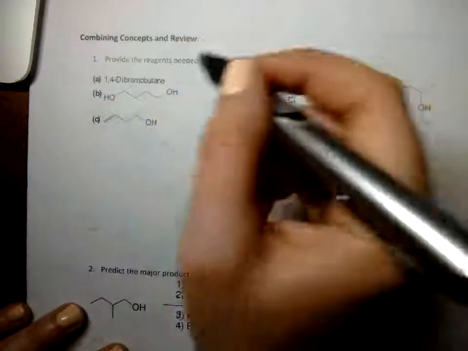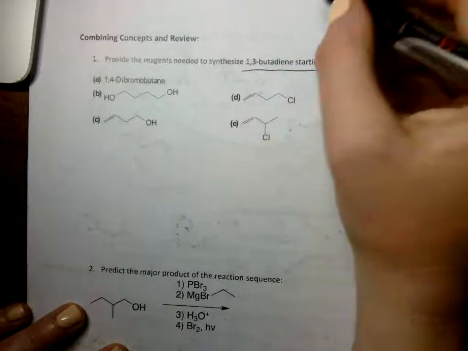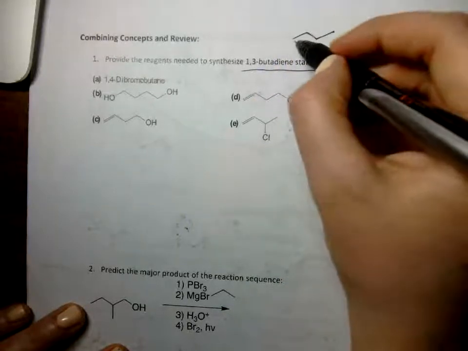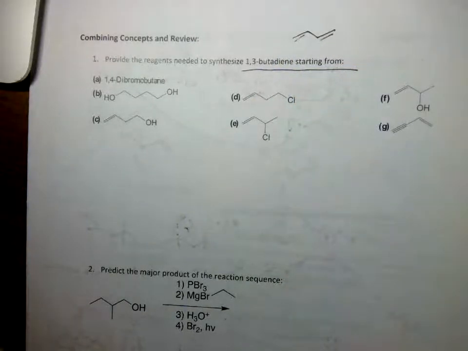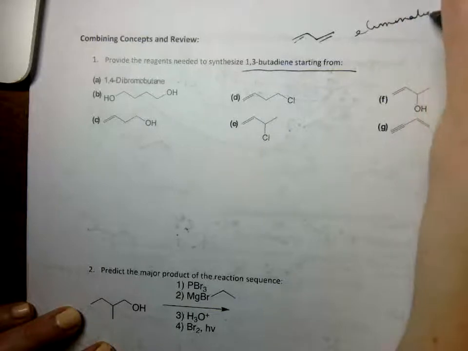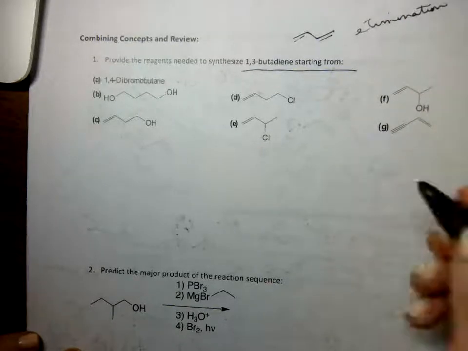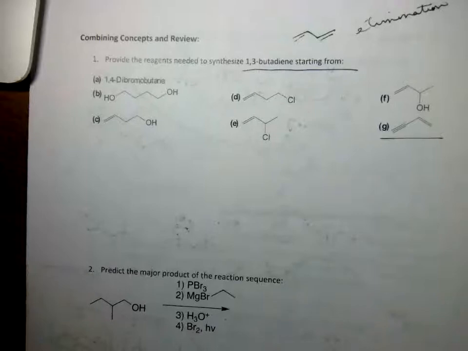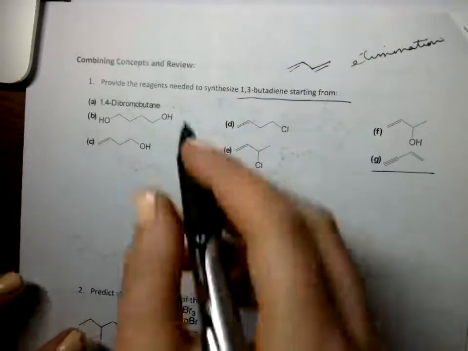Okay, so for this next question, we're trying to determine how to synthesize 1,3-butadiene from all these different starting materials. So basically this. Now, when I see how do you make a double bond, I'm immediately thinking this is an elimination reaction question, except for this one that starts with a triple bond. So that's where I'm coming from.